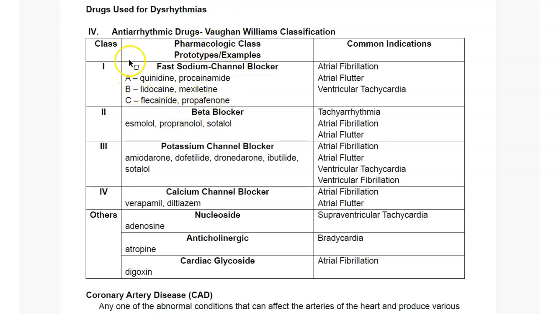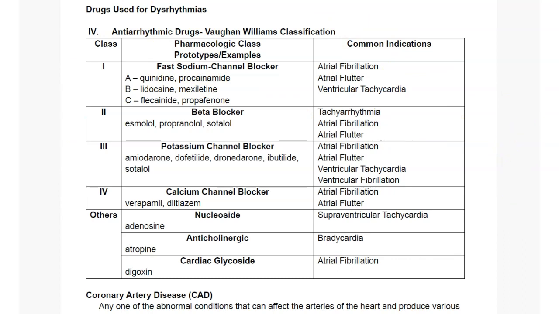Class 1 antidysrhythmics are usually used for atrial fibrillation, atrial flutter, and ventricular tachycardia. So memorize this, the whole table. Highlight it, put an asterisk next to it.